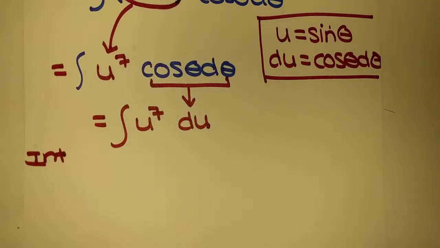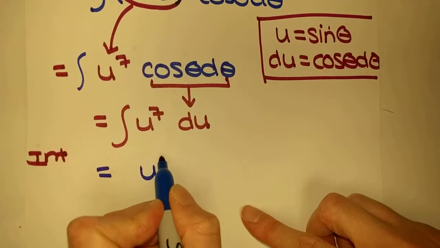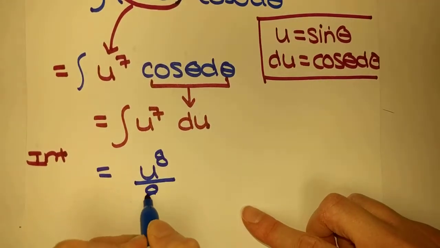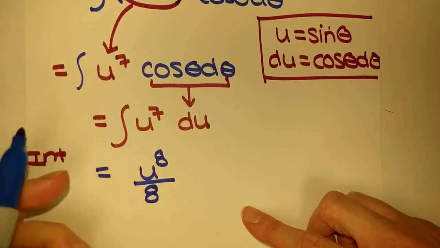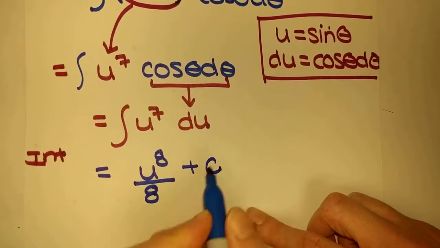So when we integrate, we add. So we're going to add 1 to the exponent, divide by the new exponent. Because there are no bounds, we add the plus c.